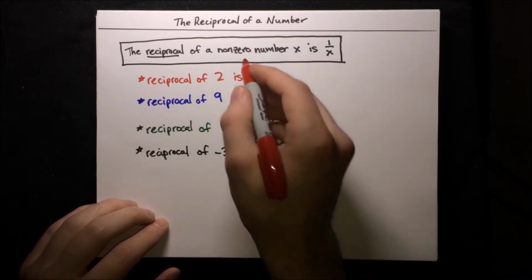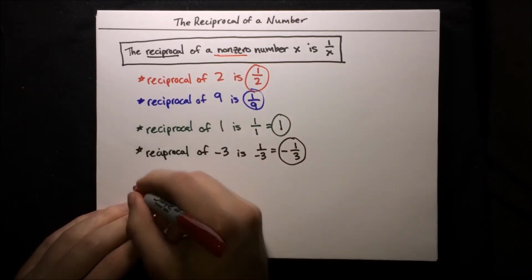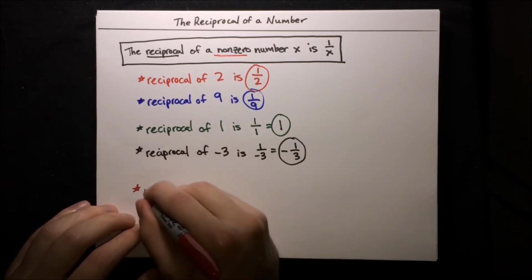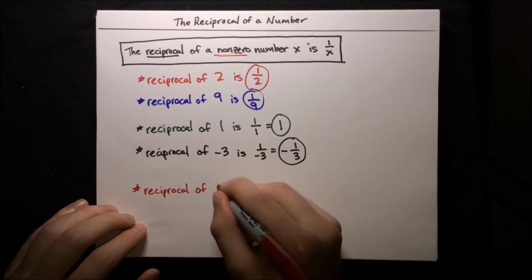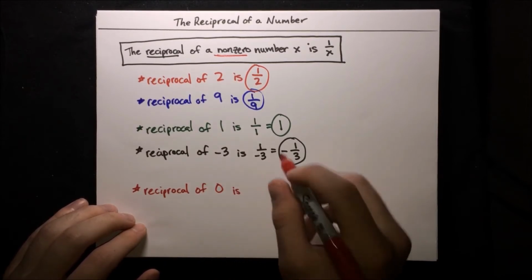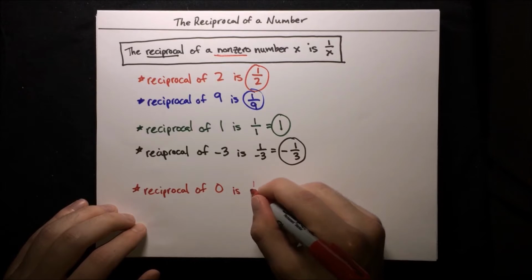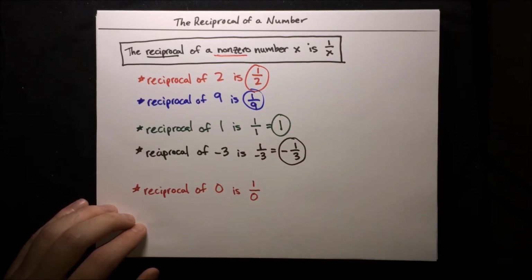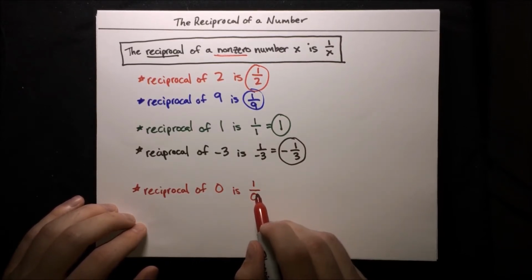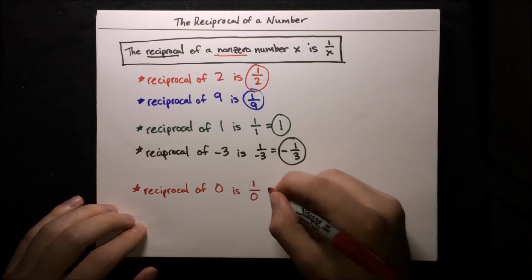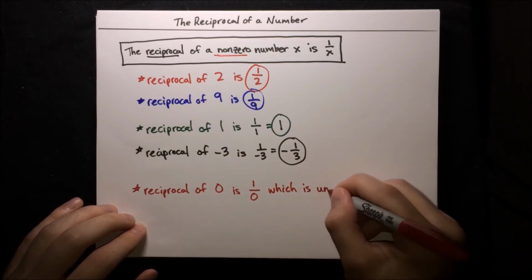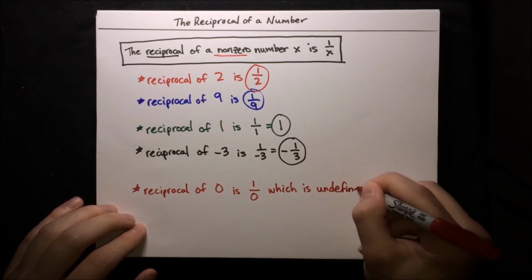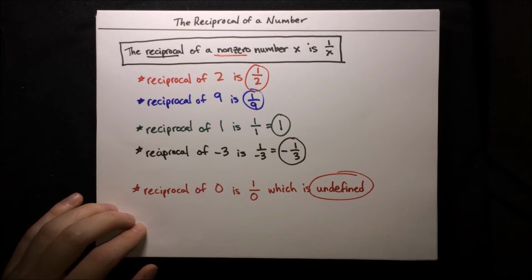Lastly, why does x have to be non-zero? Well, we could try to take the reciprocal of 0. The reciprocal of 0 is, using this definition, we could plug it in as 1 over 0. But this fraction is undefined since we can't divide by 0. So the reciprocal of 0 is undefined. We'll learn more about why this is in a future video.